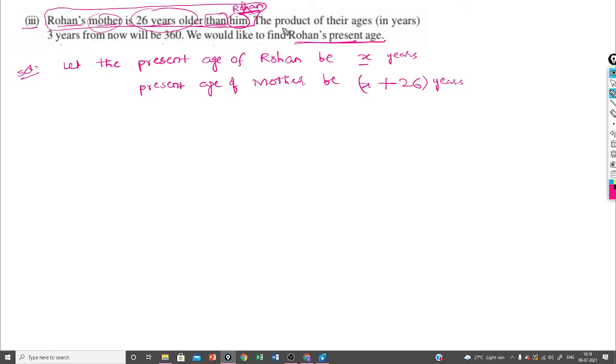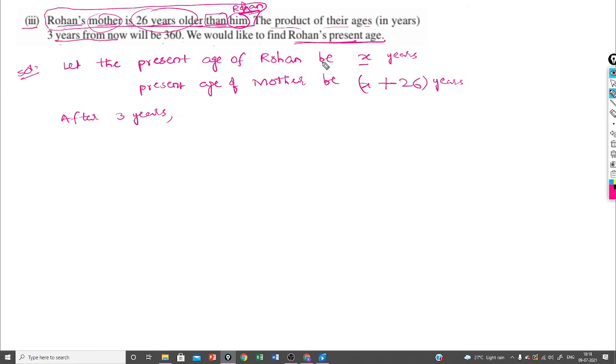Next, one more condition is there. The product of their ages, not present ages, 3 years from now. That means after 3 years. After 3 years, we need to find their ages first. Okay, after 3 years, their ages are.